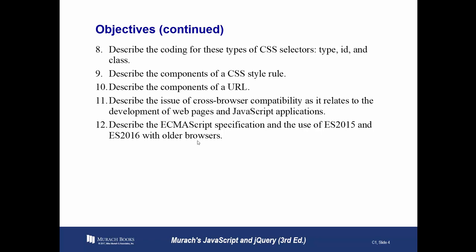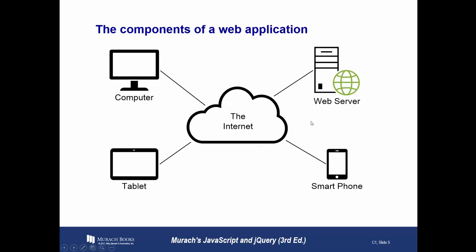Describe the components of a CSS style rule. Describe the components of a URL. Describe the issue of cross-browser compatibility as it relates to the development of web pages and JavaScript applications. And finally, our 12th and final knowledge objective, describe the ECMAScript. ECMA is an acronym that stands for European Computer Manufacturers Association, and the use of ES 2015 and ES 2016 with older browsers.